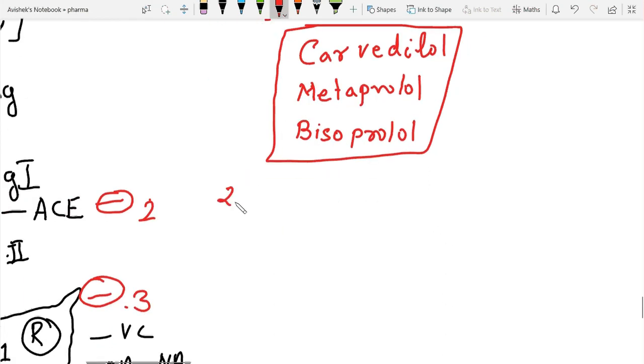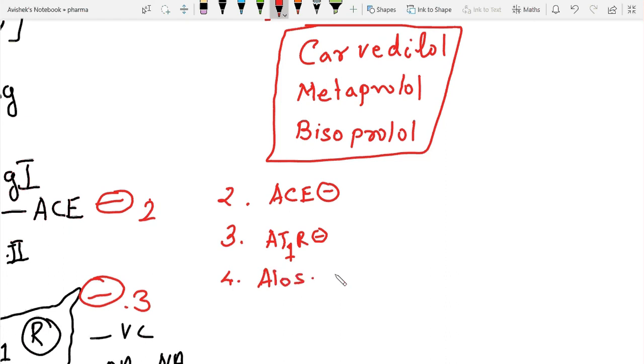Number 2, we have ACE blockers. Number 3, we have angiotensin receptor blocker. We'll talk about this one a little later. Let's talk about number 4, aldosterone blockers. Spironolactone. This used to be the only drug which used to block aldosterone.